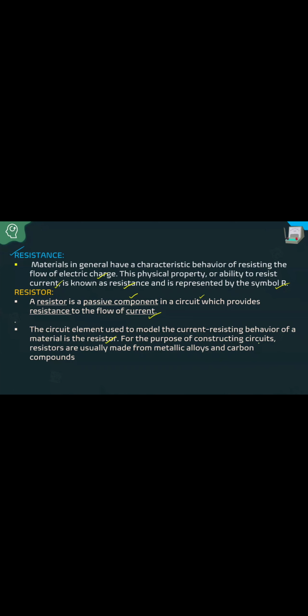For the purpose of constructing circuits, resistors are usually made from metallic alloys and carbon components. We have to use metallic alloys and carbon components. Okay, this is exactly resistance and resistors.